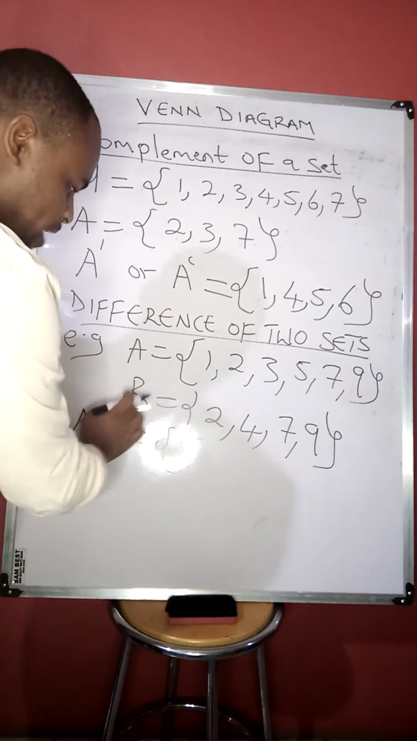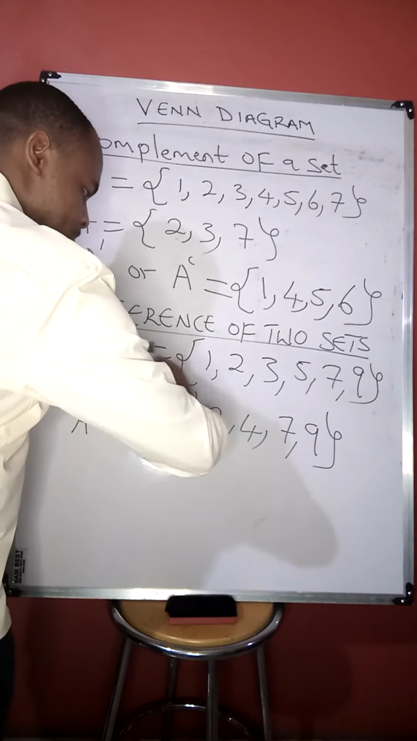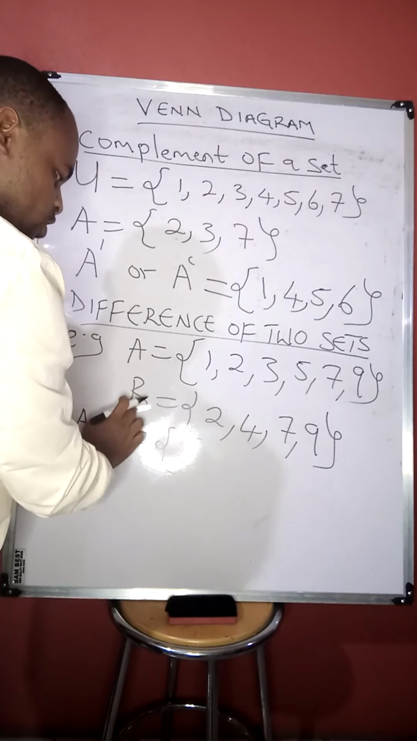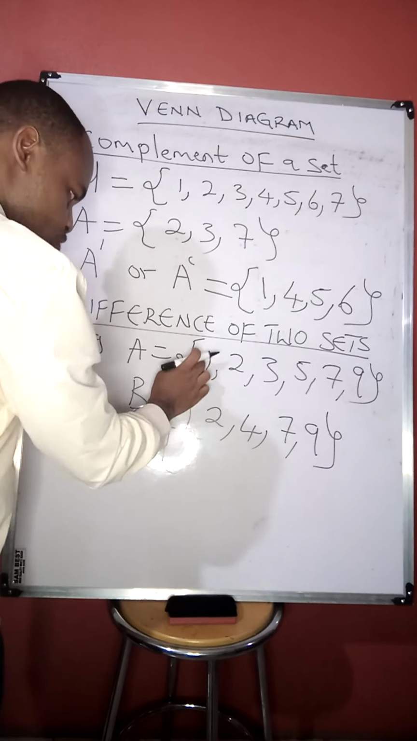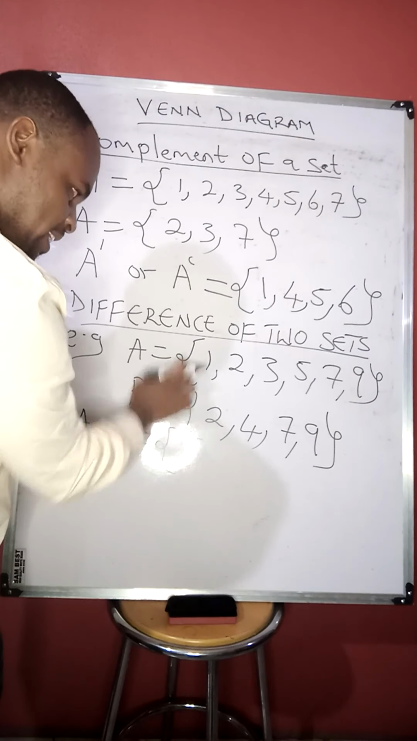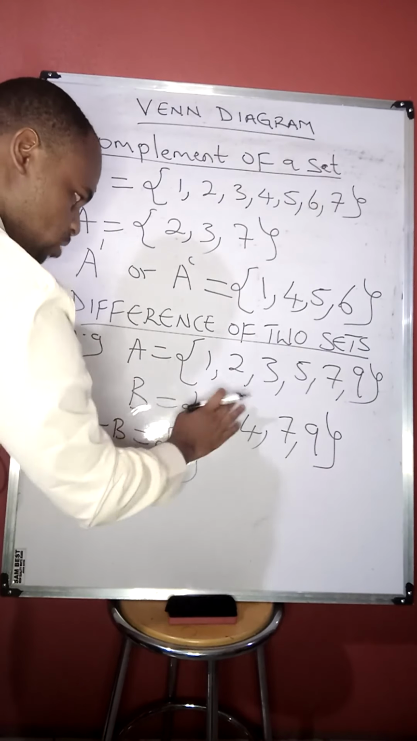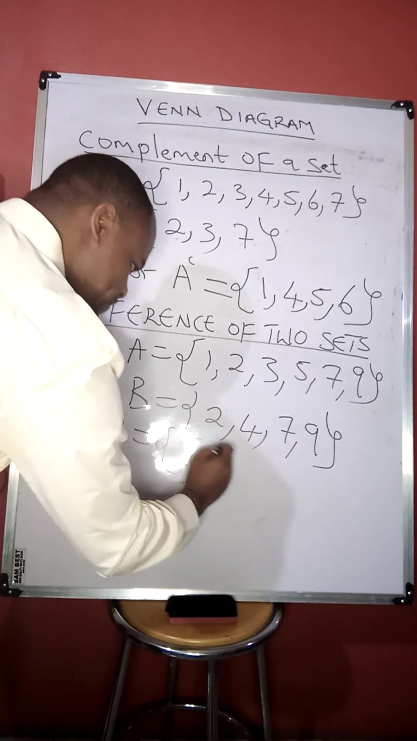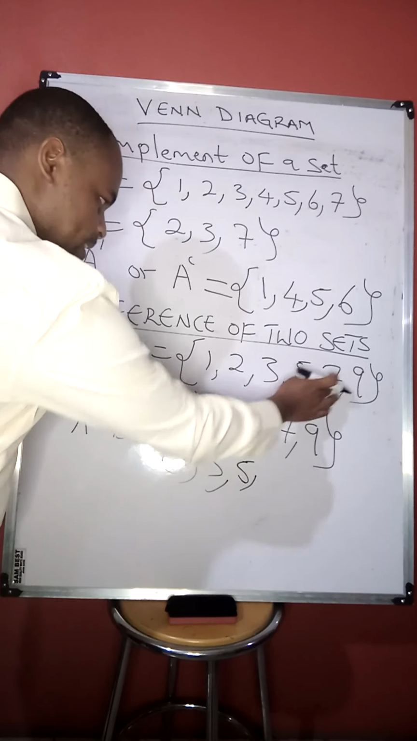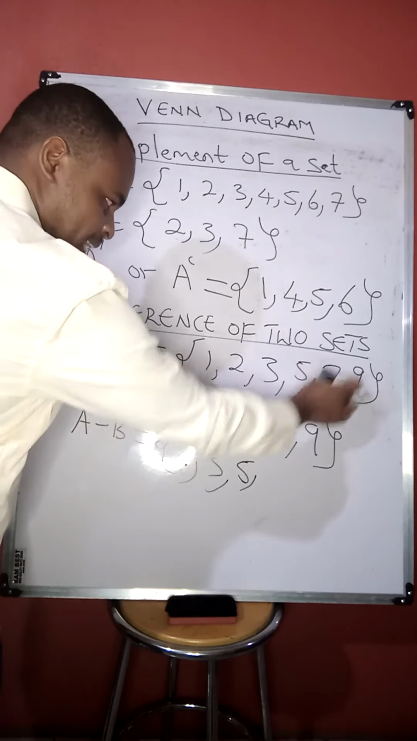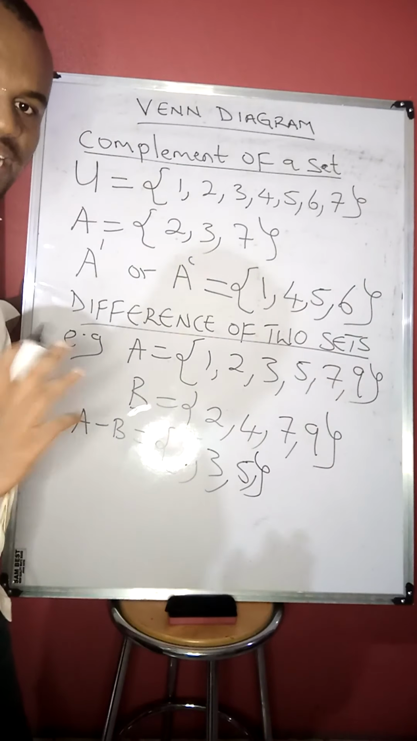So now look at my B. I have 2, 4, 7, 9. My A is this. So I'm only considering my A here. My A minus B will be elements in A that are not in B. So I'm having what? 1. 1 is in A, it is not in B. I have 1. 2 is here, I will leave that. 3, I have 3. I have 5. 7, there's 7 here. I'll leave it. 9, there's 9 here. So I have just 1, 3, and what? 5. That's A minus B.